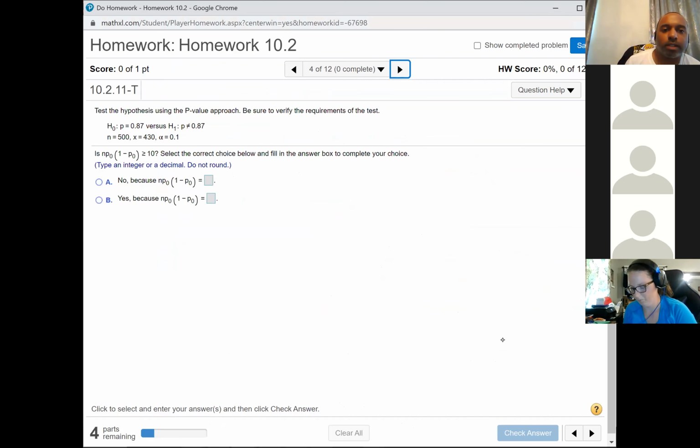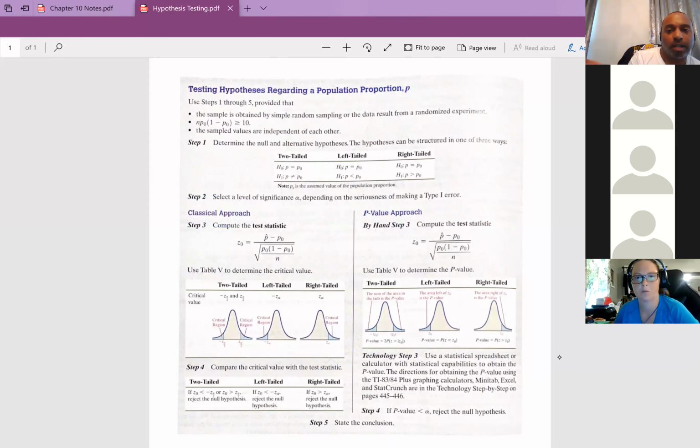So notice how number 4 sets us up: test the hypothesis using the p-value approach. Be sure to verify the requirements of the test. So notice how they gave us everything once again, but then they asked us the question, is n times p naught times 1 minus p naught greater than or equal to 10? The reason they're asking that is because of our initial conditions. This is the sheet that I'm going to give you. Notice you have these initial conditions that have to be met. We talked about those before as well, leaning on stuff from our previous chapters.